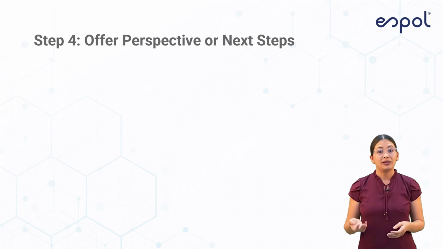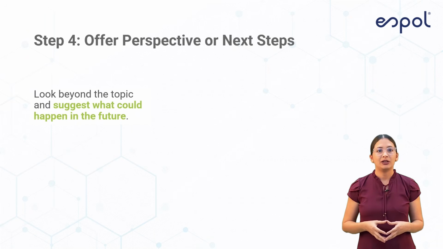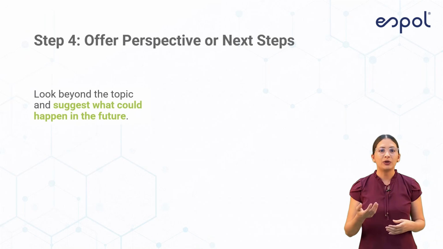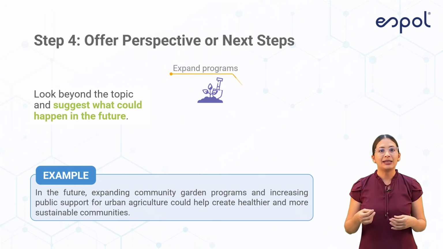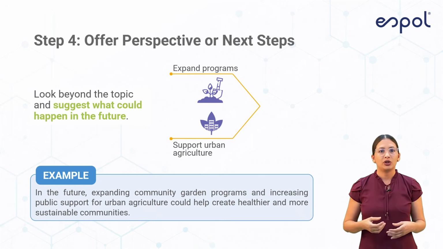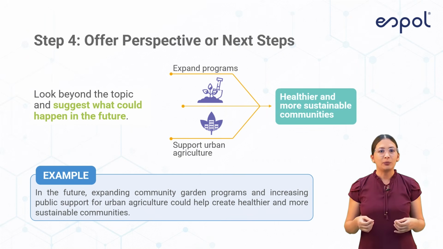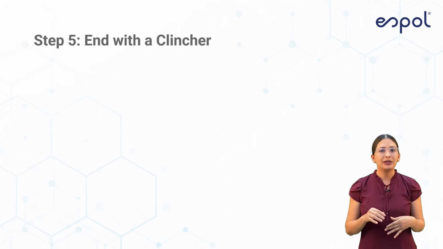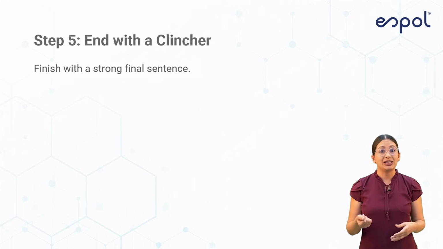At this point, the writer looks beyond the immediate topic and suggests what could happen in the future. In this example, expanding community garden programs and supporting urban agriculture could help create healthier and more sustainable communities. This gives the conclusion a wider purpose. The final step is to end with a clincher.